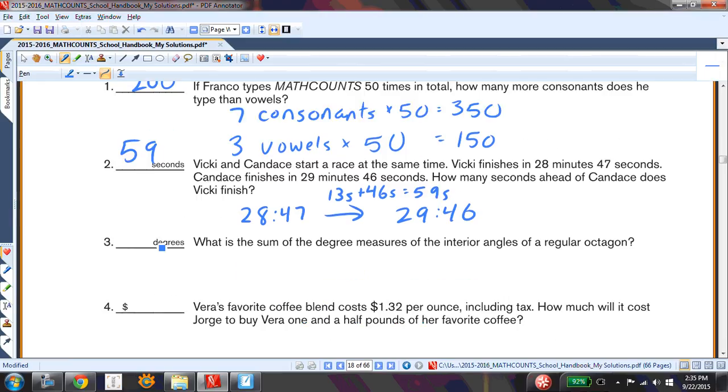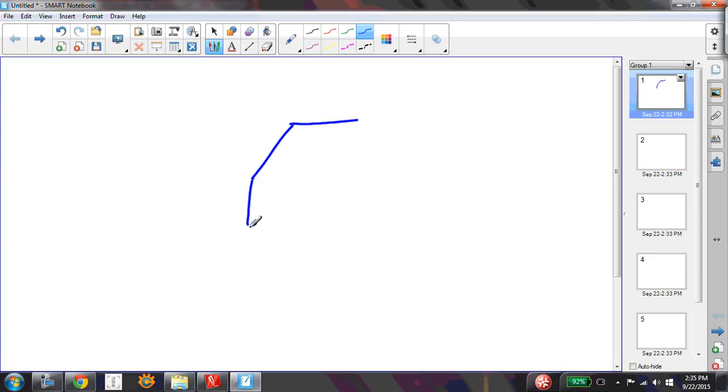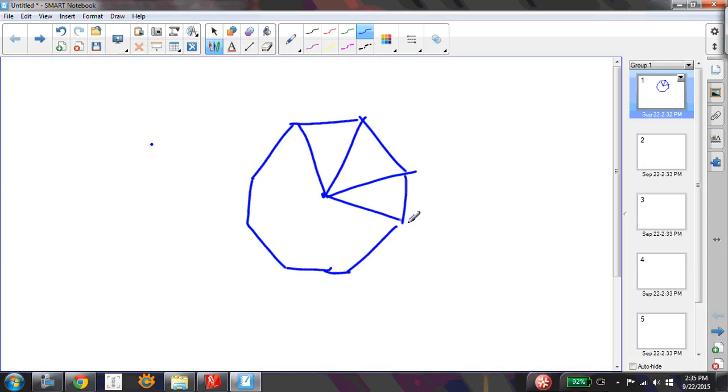What is the sum of the degree measures of the interior angles of a regular octagon? Well, if I imagine that I have an octagon, an octagon, of course, has 8 sides. Then break the octagon into equal triangles. This works for any shape, by the way, to determine the sum of the degrees of the interior angles.